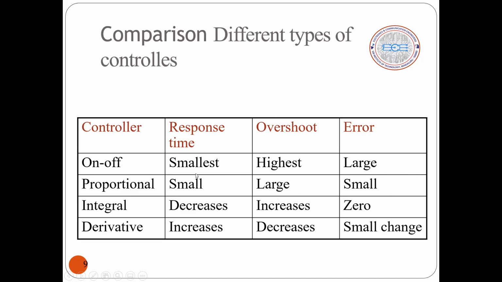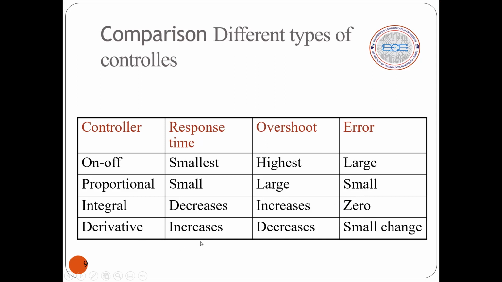In integral, what we found, response time decreases. So the speed is coming down. We say that response time increases, and overshoot increases. Those spikes, all those shoot-ups we have in the response, will increase, but not as big as the proportional controller, not as big as the on-off controller. But the advantage is steady state error will be 0 in an integral controller.